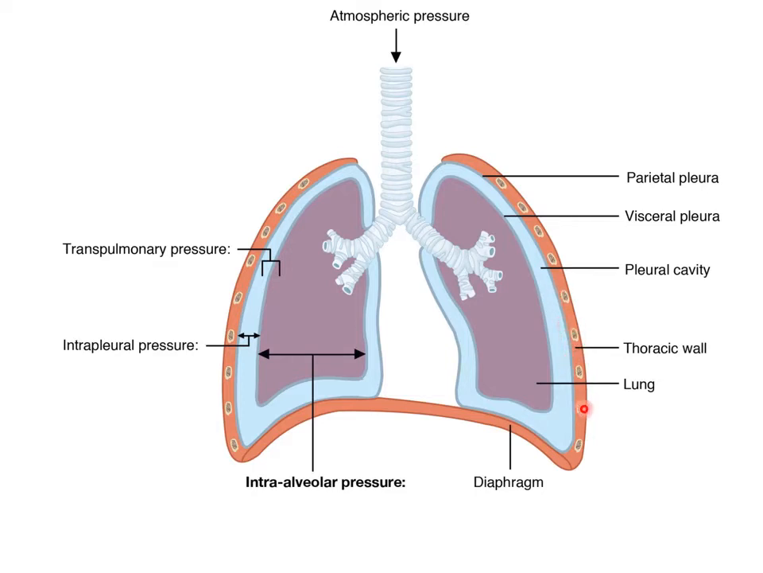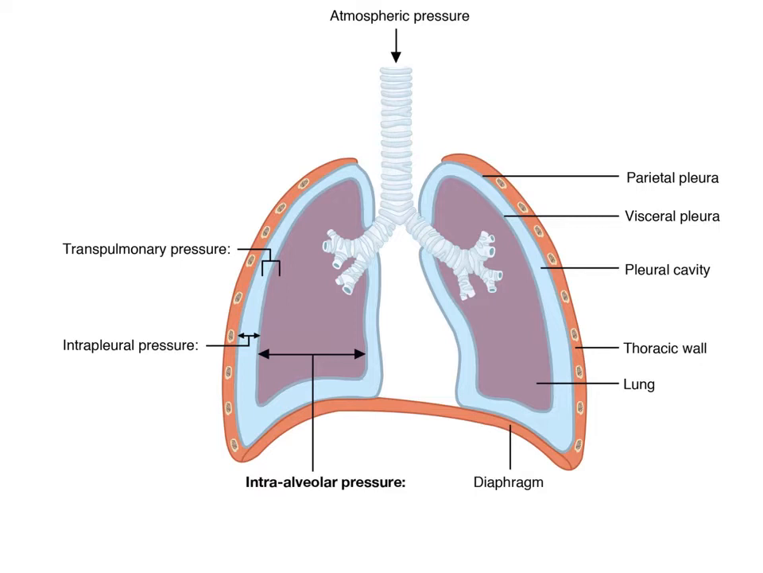So closely attached to the thoracic wall, there is a layer called the parietal pleura. And there is also an innermost layer called the visceral pleura, which is closely attached to the lung. The outer layer is called the parietal layer. In between the visceral layer and the parietal layer, there is a space, and that space is called the pleural cavity or pleural space. There is a small amount of fluid within the pleural cavity.